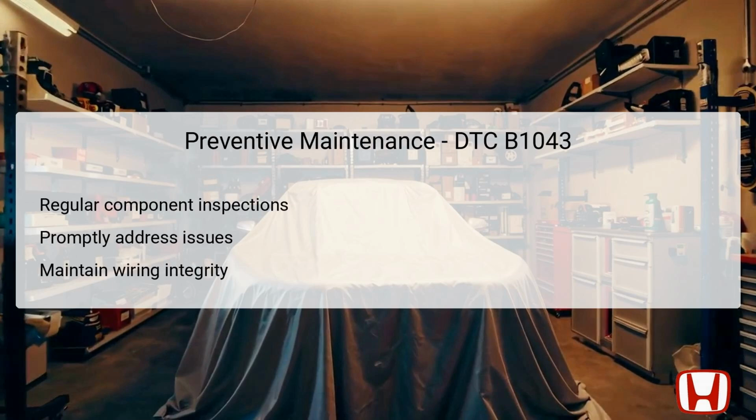Preventive maintenance is essential in avoiding issues similar to those associated with DTC B1043 in the future. Regular inspections of the windshield wiper components can help detect early signs of wear or potential failure before they evolve into serious problems. It's also critical to maintain the integrity of wiring by regularly checking for fraying, corrosion, or loose connections. Addressing maintenance issues promptly helps ensure that the wiper system functions smoothly, reducing the likelihood of failures.